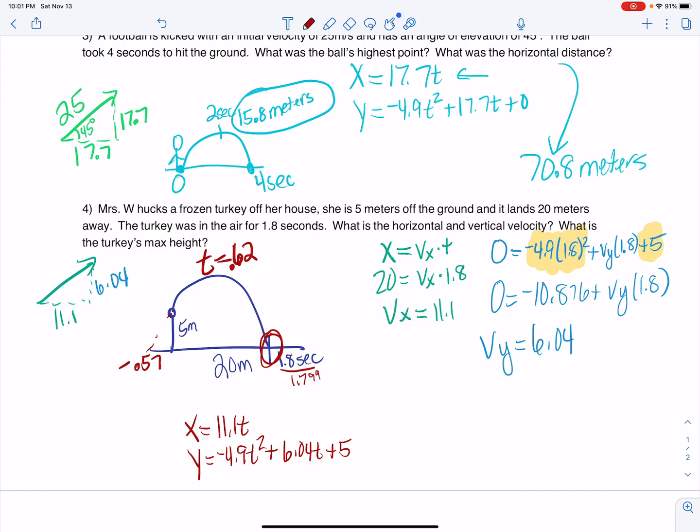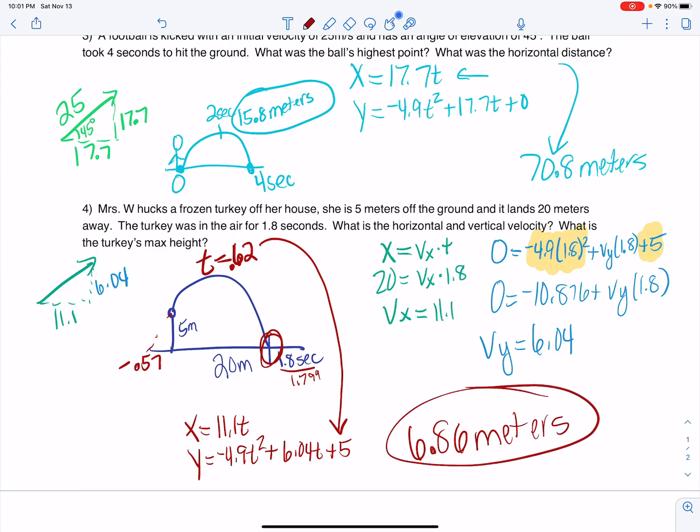That is not how high the turkey is. That is the time at which the turkey is at its highest. So I'm going to take that and plug that into here. So negative 4.9 times 0.62 squared plus 6.04 times 0.62 plus 5. I'm going to type that in there. And my answer for the highest is 6.86 meters.